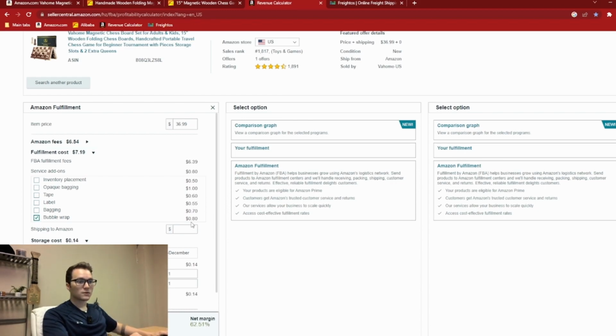You can include that option right here. And it's going to estimate that to be about 80 cents. You can also have Amazon do that themselves. This is assuming you're going to have Amazon do that. But you can also get your supplier to do those things as well. So I'm going to uncheck that.